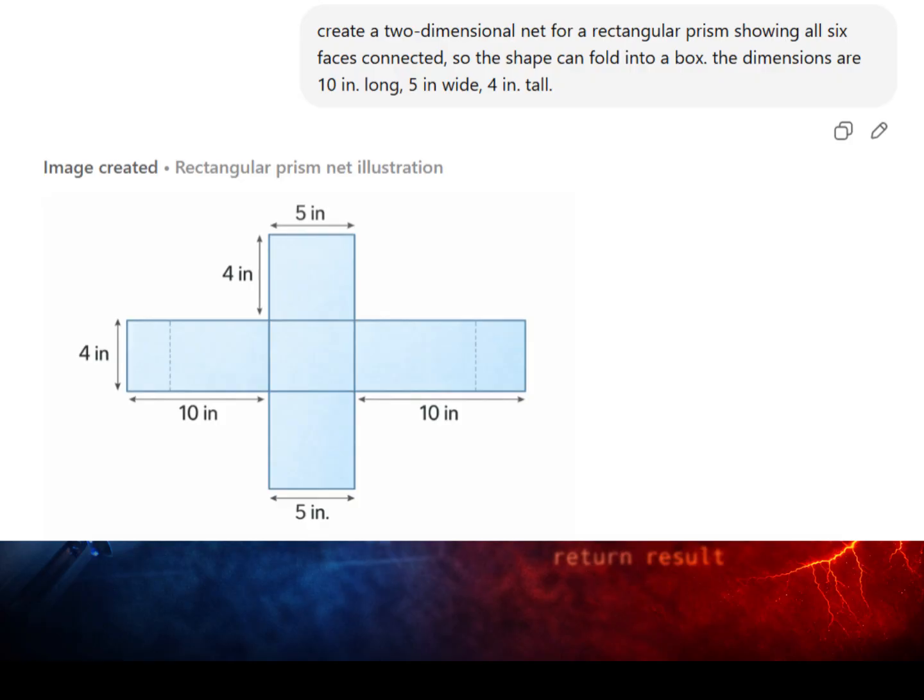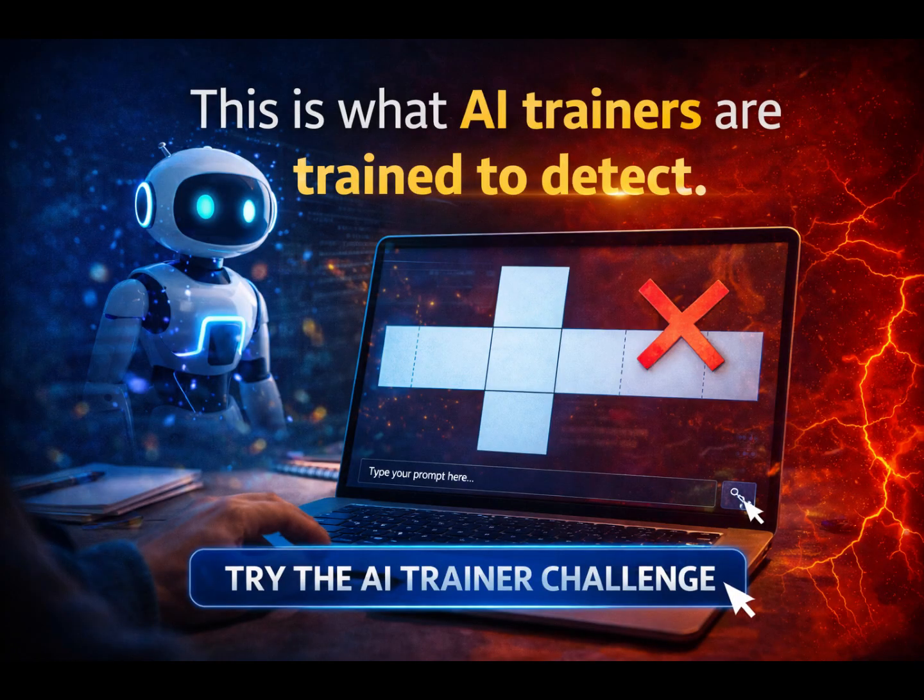If we imagine folding the faces upward, 2 of the panels would collide with each other, instead of forming the sides of the box. In other words, the arrangement of faces does not correspond to a valid folding structure for a rectangular prism. Even though the diagram looks convincing, it cannot actually form a 3-dimensional box. This is the kind of subtle failure that AI trainers are trained to detect.